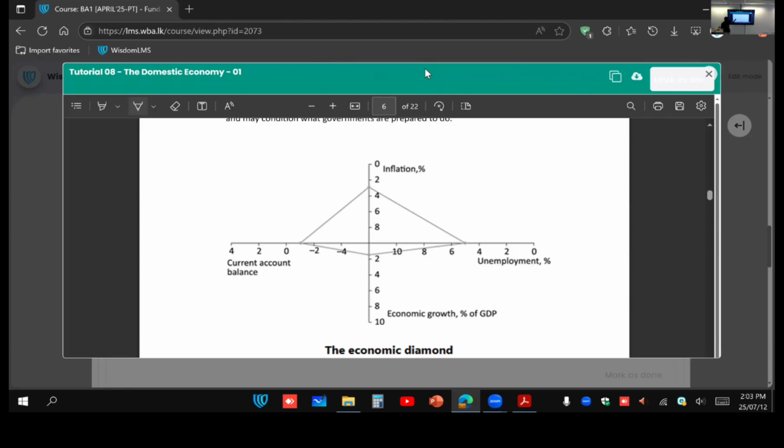So, economic diamond, what are the four factors? Inflation, current account balance, unemployment, economic growth. So, what do they say? The bigger the diamond is, the better. Understood? So, you can draw this for a country. Just search economic diamond for UK, economic diamond for whatever the country, for Namibia, Bermuda, any country. Getting bigger and bigger will give you better performance.